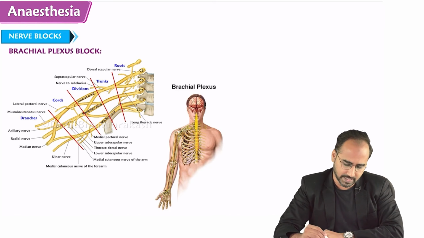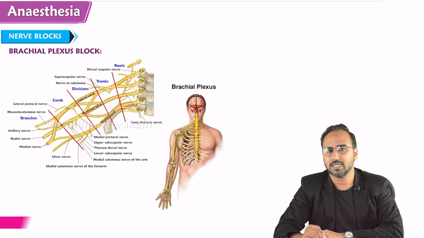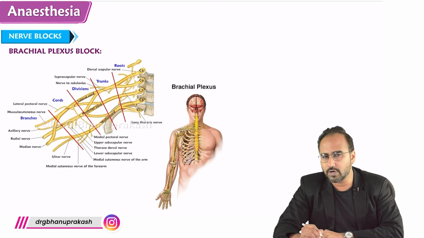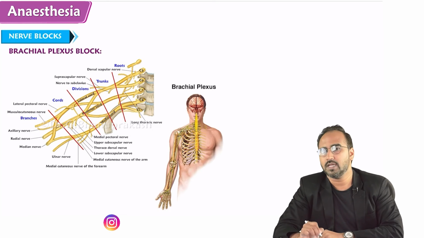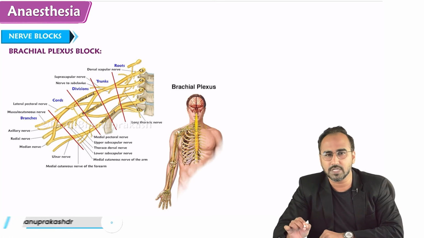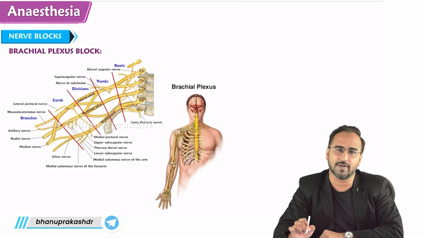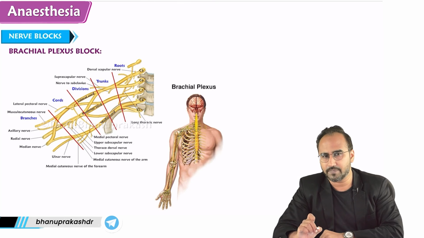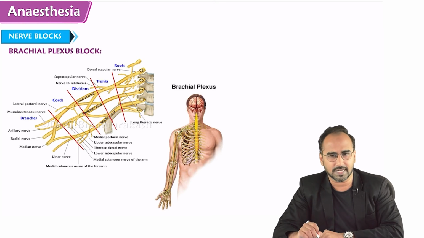Starting with the brachial plexus. Guys, before blocking the brachial plexus, we need to understand what it is responsible for. Brachial plexus supplies the upper limb. It is responsible for the sensory and the motor activity of the upper limb, right? So brachial plexus is formed by C5 till T1: C5, C6, C7, C8 and T1.